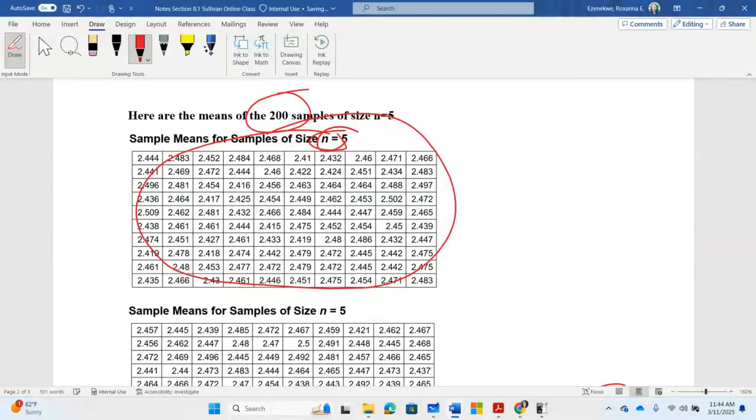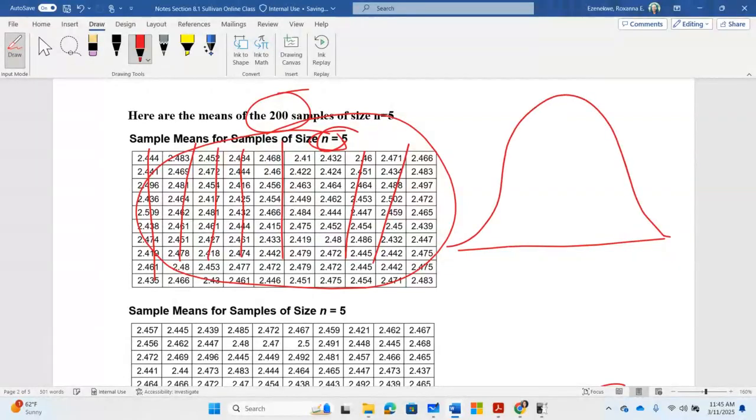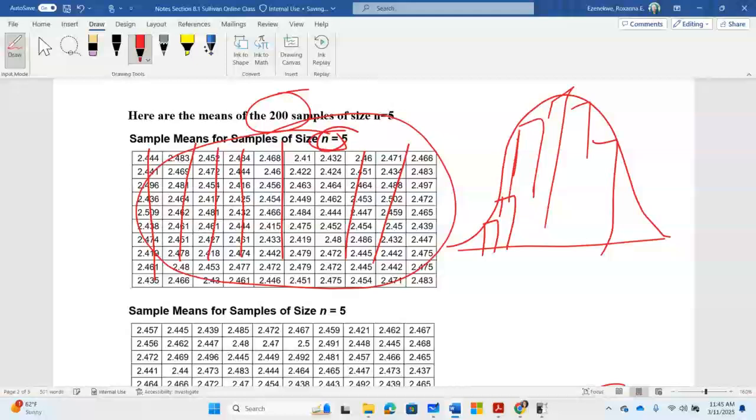Find the mean of each small sample. These are the means of those 200 small samples. The central limit theorem says that if I draw a histogram of this distribution of means, the histogram will be normally distributed. It will have one peak.